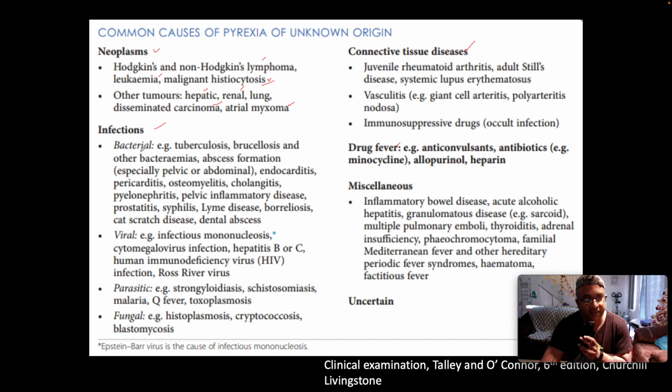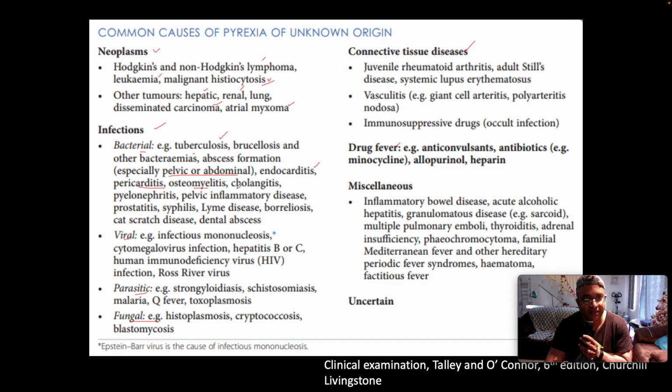Infection-wise, there's bacterial, viral, parasitic, and fungal. That's a nice way to categorize. Bacterial, well, tuberculosis is endemic in South Africa, so something we always have to consider in the differential of essentially anything. Brucellosis and other bacteremias, abscess formation, especially pelvic or abdominal, you've got to investigate for these. If you're not sure what's causing the fever, think endocarditis, and apply the modified Duke criteria. Make sure you get an echo and blood cultures, etc.